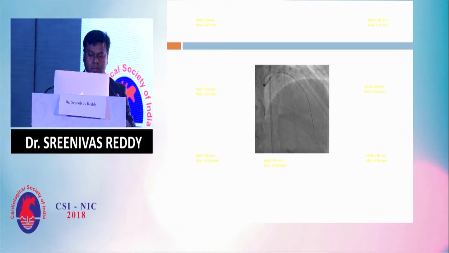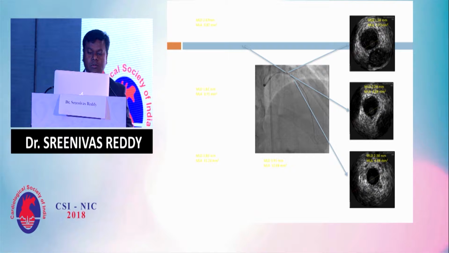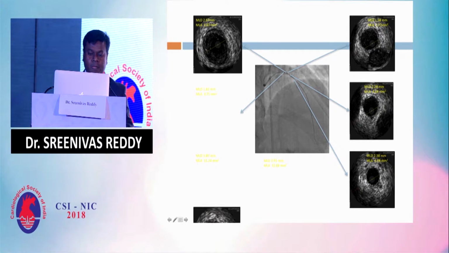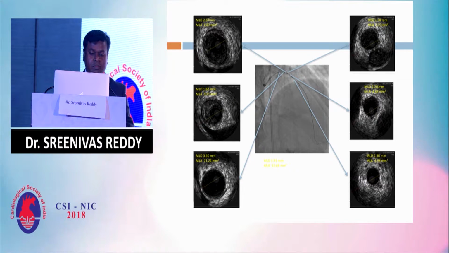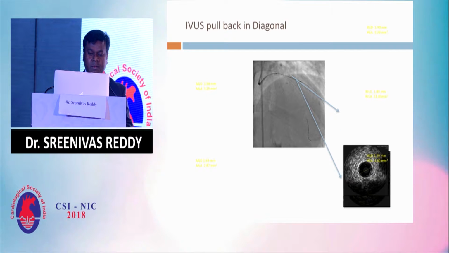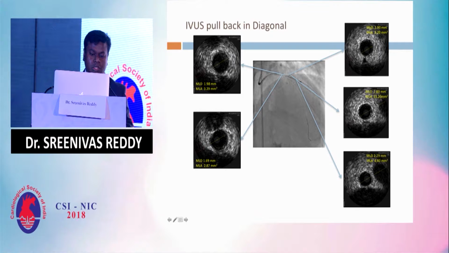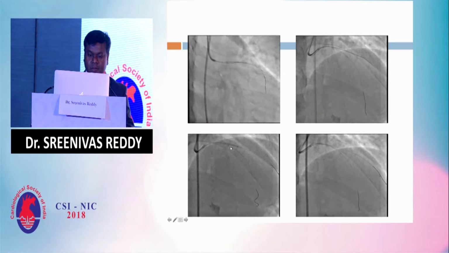After crossing with the Fielder XT wire, you can see here the IVUS imaging. Look very closely on the left, at the 3 o'clock position, there is a large diagonal coming which is not visualized on angiography. There is a large diagonal with some amount of thrombus. There is a significant plaque burden extending up to the distal left main. Then I pulled back from the diagonal. You can see the ostial to proximal disease is mild and focal. So there's a large diagonal branch which was not diagnosed even on angiography.